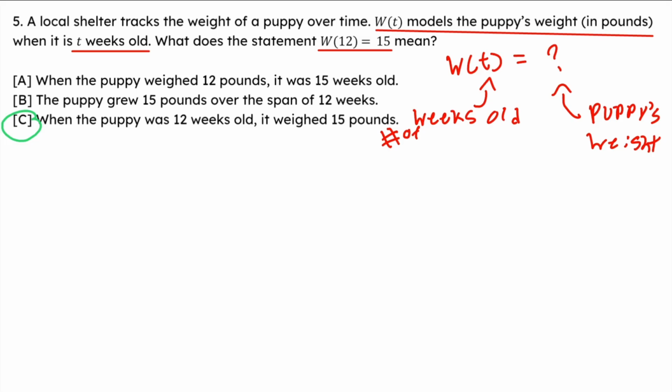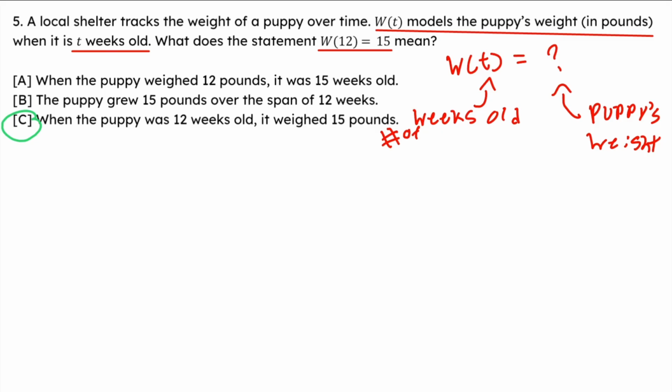And now, why are A and B wrong? So let's look at answer choices A and B. C is the right answer, but it's also good to understand why those are incorrect. For choice A, it says, when the puppy weighed 12 pounds, it was 15 weeks old. Well, this completely flips what we're given. It's saying that the weeks old is the output, what we're equal to, and that the weight is the input. But that was not what we were given, right? We're given that the whole function is equal to the pounds, and that the input is how old the puppy is in terms of weeks.